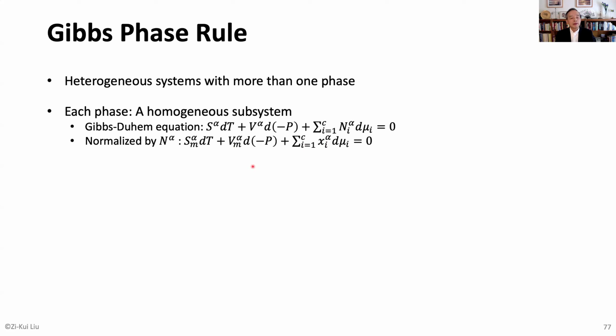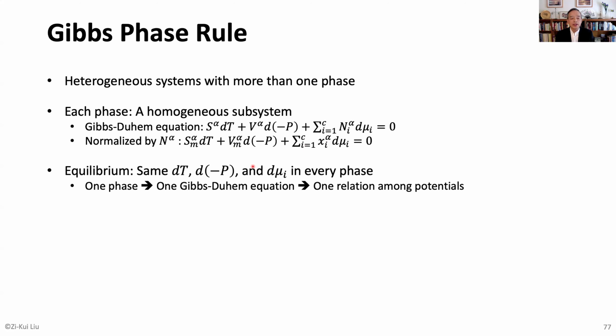But because all the phases are in equilibrium, each time we add a new phase, we add one constraint. If the phases are in equilibrium, the dT has to be the same in all phases, and d mu i must also be the same. That means for each phase, I have one Gibbs-Duhem equation, which is one relation or constraint among the potentials. So every time we add one phase, we add one more constraint.